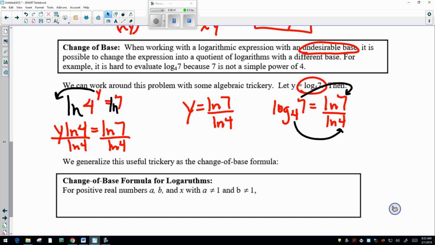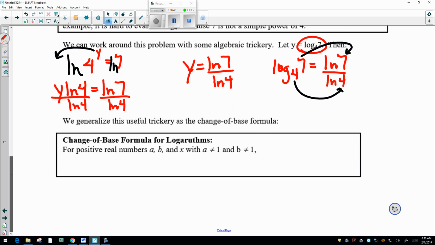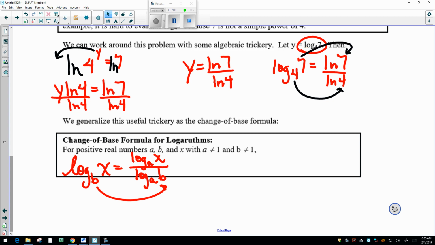Okay, so if we were to summarize this, the change of base formulas: I'll give you a couple of different ways to write this. If I have log base b of x, I could turn that into any log that I want, so I'll call it log base a of x divided by log base a of b. Again, notice the numerator comes from that big number, the denominator comes from that log base. I could do the same thing if I wanted it to be log base 10, because it doesn't matter what log base I have. So I could have log of x over log of b.